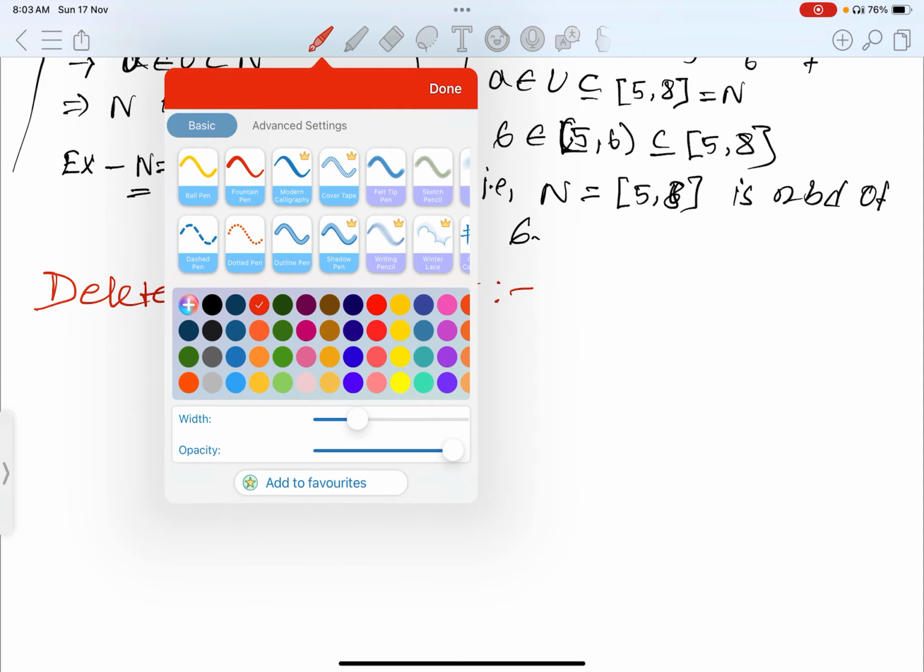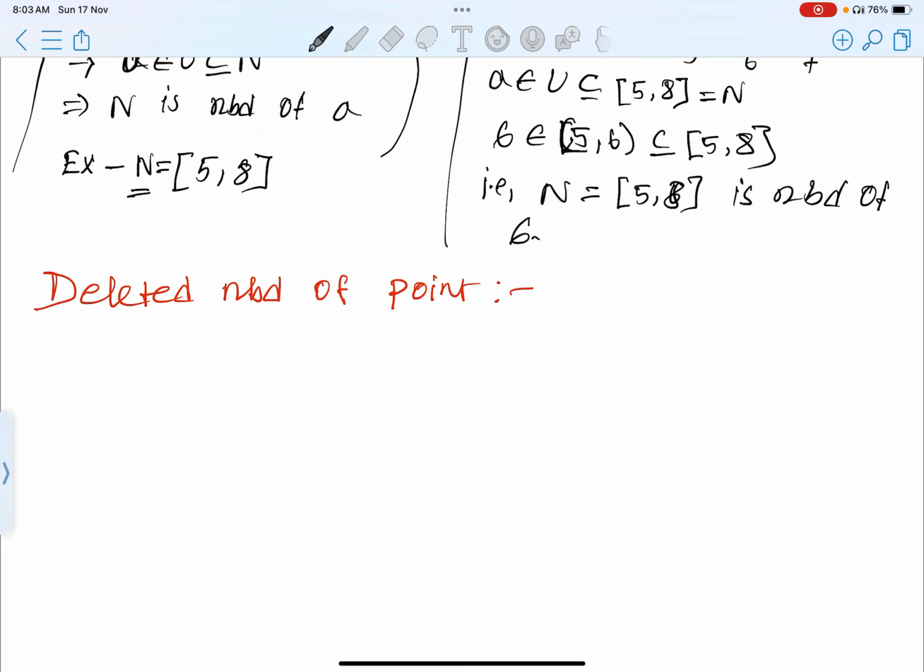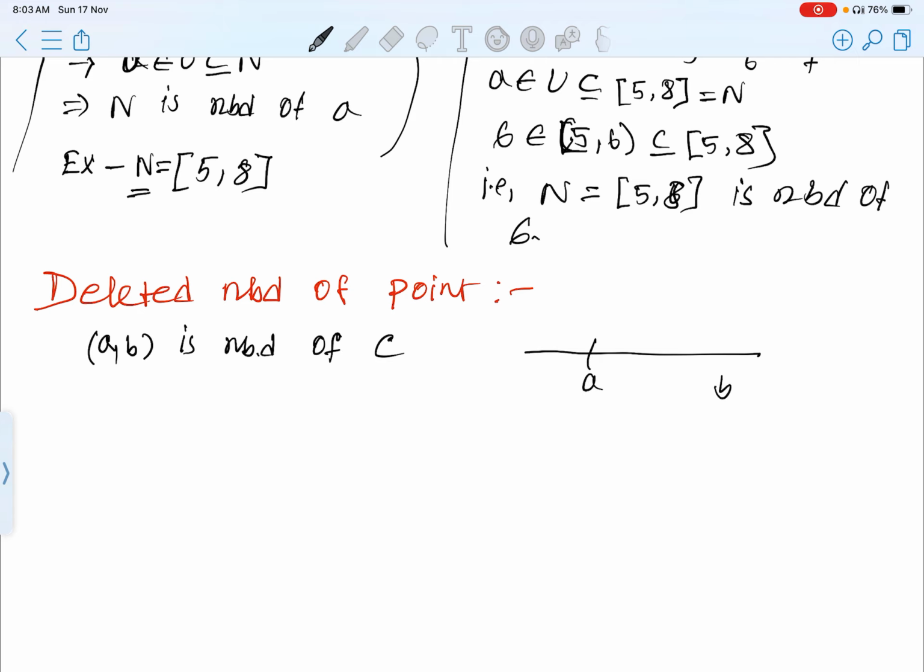Okay, first I am defining what the neighborhood of a point is. Just remove that particular point, then you get the deleted neighborhood of a point. Let us assume (a, b) is the neighborhood of c. Then how can I draw it? Here a, here b, sorry, and here c.